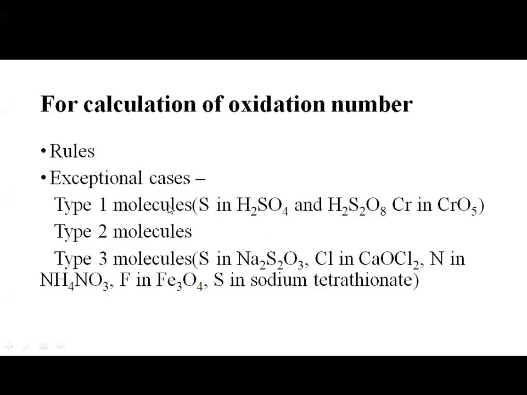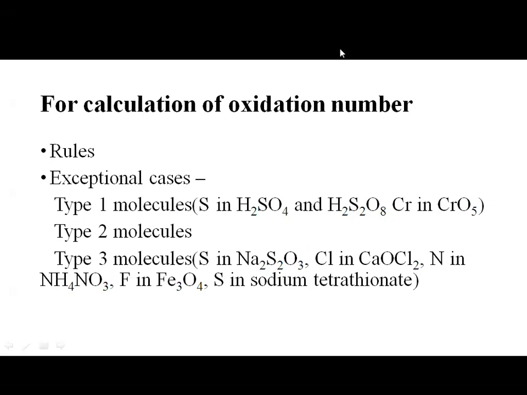So what are the exceptional cases? Exceptional cases of evaluation of oxidation numbers. There are type 1 molecules, such as sulfur in H2SO5 and H2S2O8, and chromium in CrO5. Then we have type 2 molecules, and type 3 molecules. Let us see what these exceptional cases are.